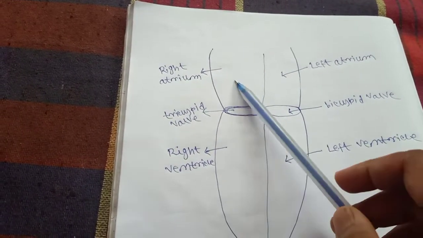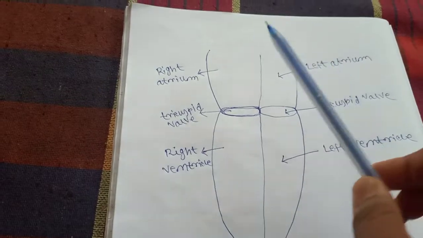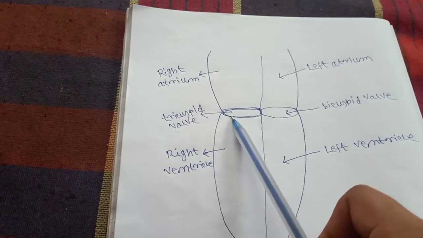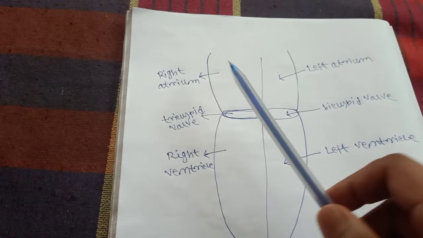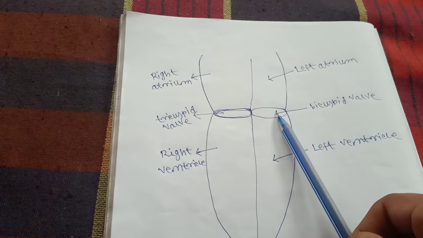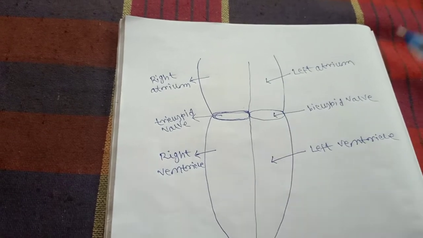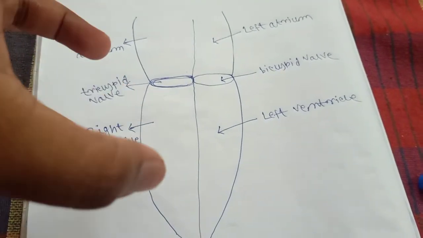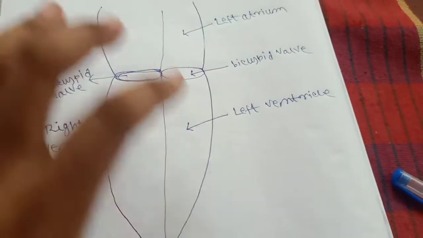The chambers of the heart are separated by 2 types of valves. The tricuspid valve is situated between the right atrium and the right ventricle, and on the other hand the bicuspid valve is situated between the left atrium and the left ventricle. So guys, you have to understand the mechanism of the flow of blood through the heart.